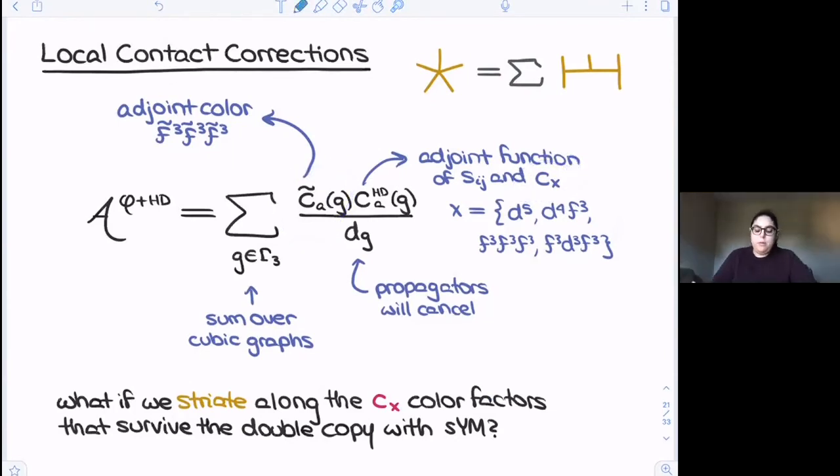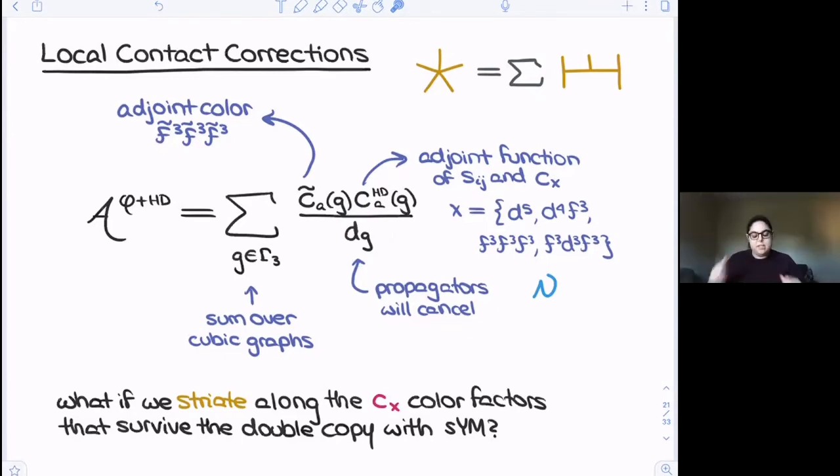What we can do is construct these adjoint functions of S_ij and C_x by similar nested compositions to how we did at factorizing, just repeatedly taking R1 with this color to make something adjoint. And then you sum over cubic graphs, and you demand, to get this contact interaction, that the propagators cancel. At 4 points, that's a really trivial thing to do. You just make each numerator proportional to the propagator in the denominator. But at 5 points, the same pole appears in different graphs, and you can get non-trivial cancellations between the graphs. So this is actually a computationally intensive process, getting these propagators to cancel at high mass dimension.